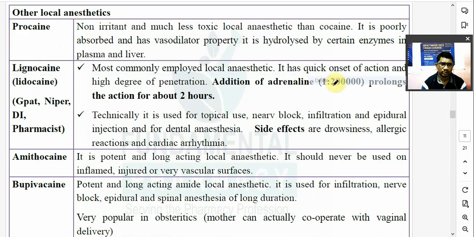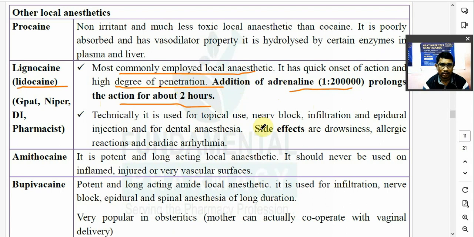Lignocaine is also known as lidocaine. It is the most commonly used local anesthetic drug. It has a quick onset of action and high degree of penetration. Addition of adrenaline 1:2000 or 1:5000 prolongs the duration of action of this lidocaine. So adrenaline is combined with it to increase the duration of action.